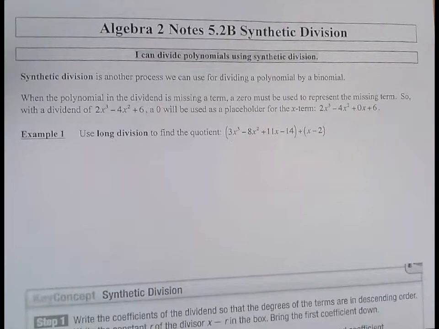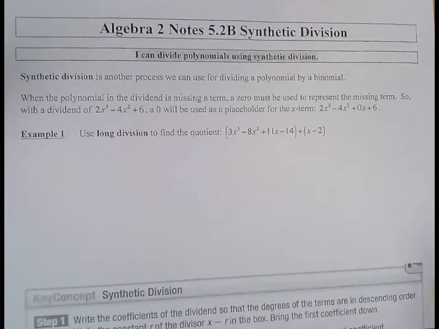Today we're learning a process called synthetic division. It is an alternative method to use. It's kind of considered an easier method than long division. But the reason you still have to know long division is because long division always works. Synthetic division, while it might be easier, does not always work.